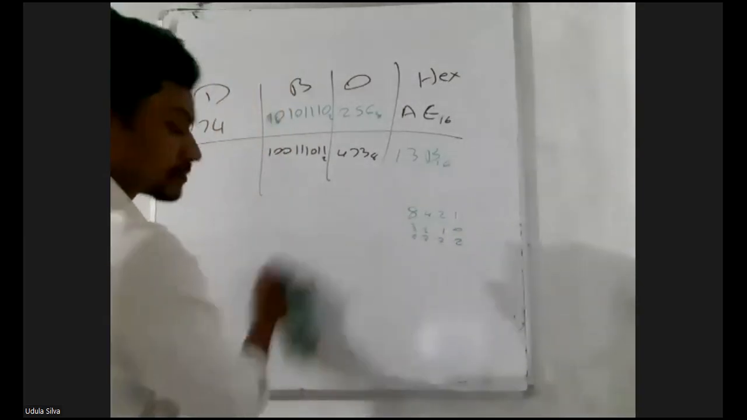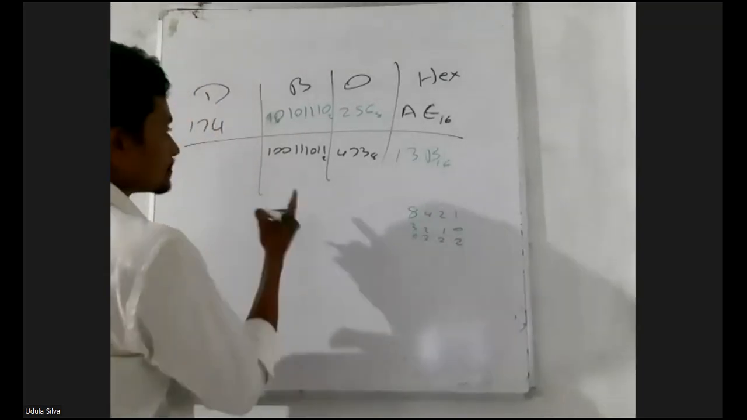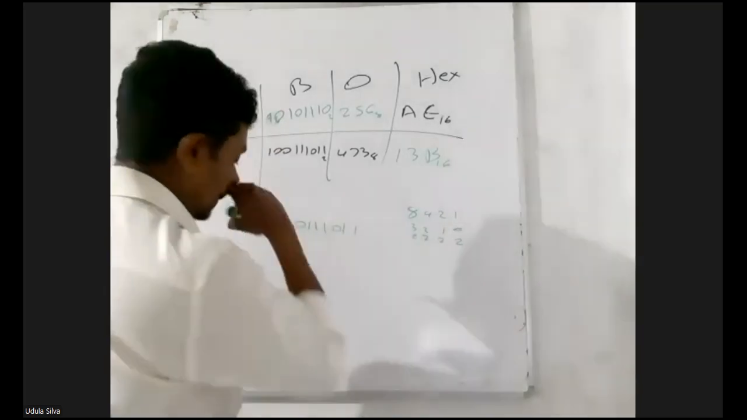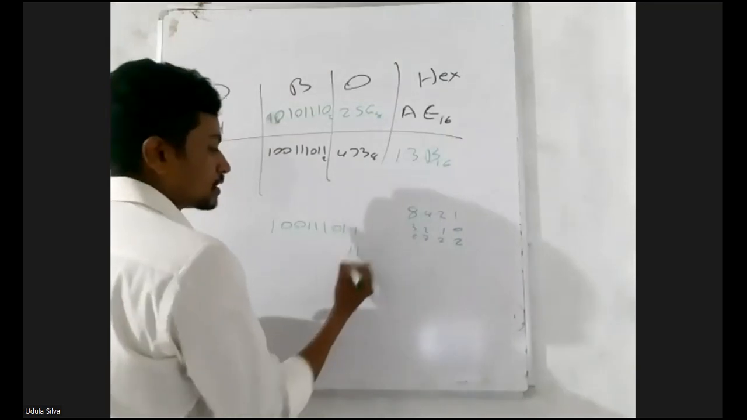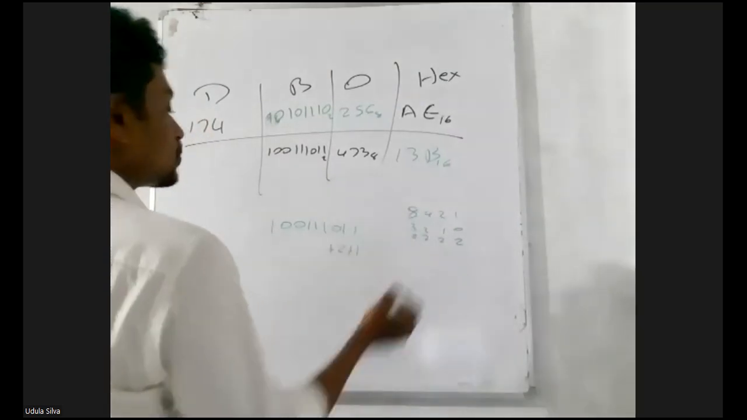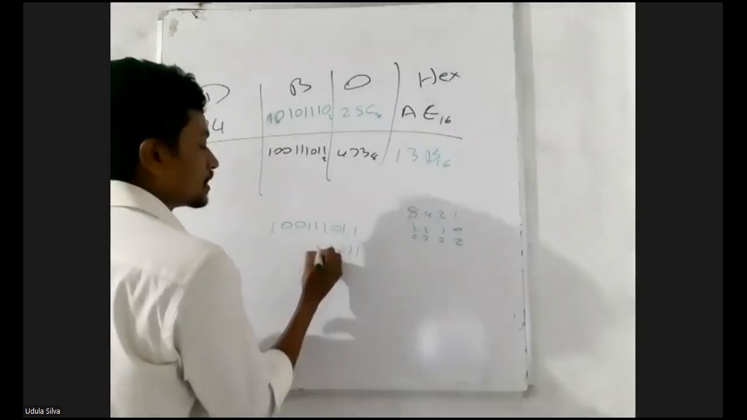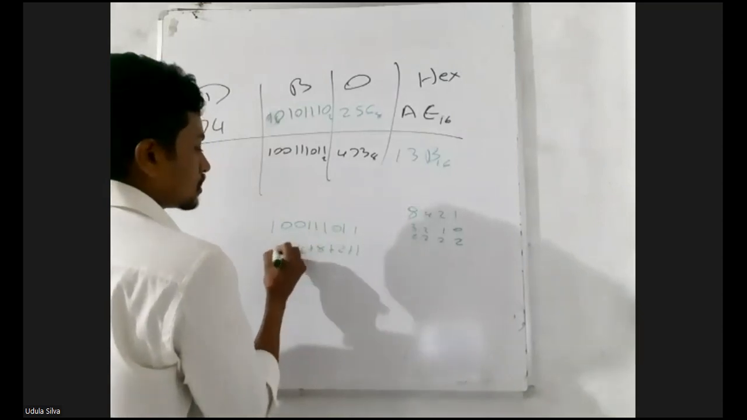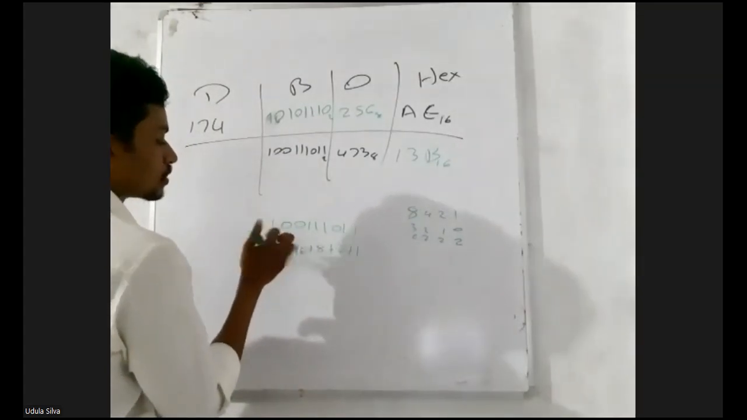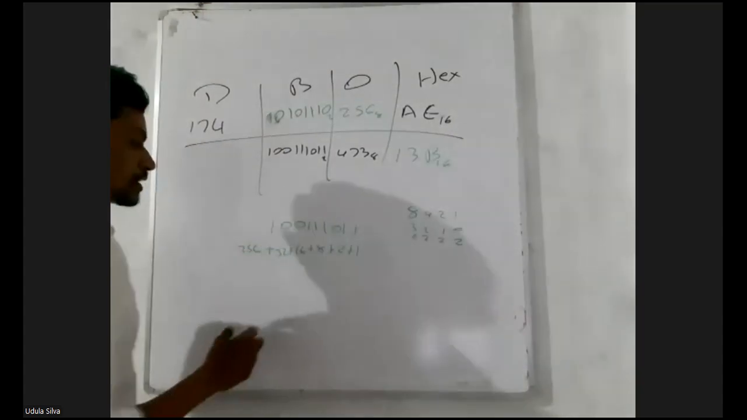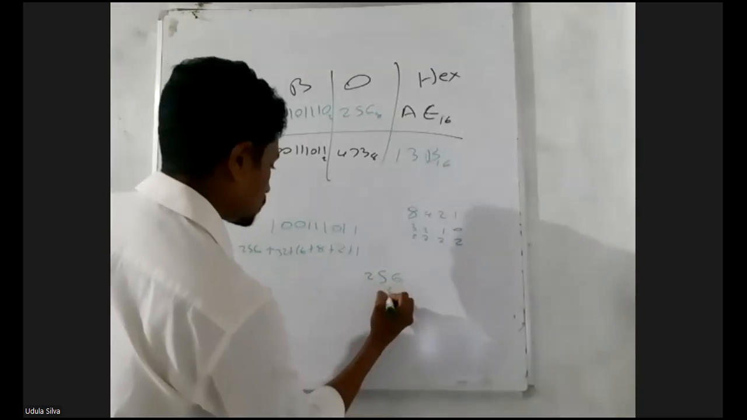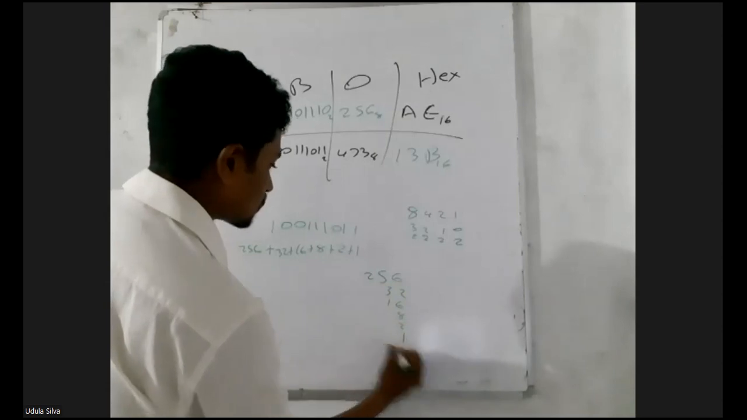Okay, let's find the decimal one. We take the same binary, 100111011. Here 2 to the power 0 is 1, 1 times 1 is 1. 2 to the power 1 is 2, 2 times 1 is 2. 2 to the power 2 is 4, 4 times 0 is 0. 2 to the power 3 is 8, 8 times 1 is 8. Then 16, 32, 64, 128, 256, which is 2 to the power 8. So 256, 32, 16, 8, 2, 1.